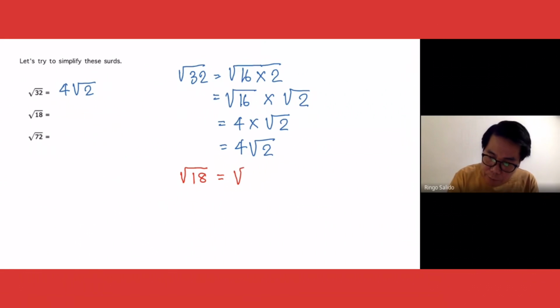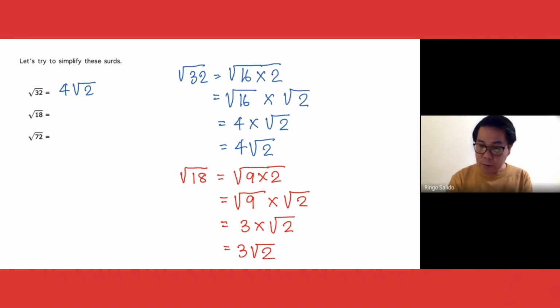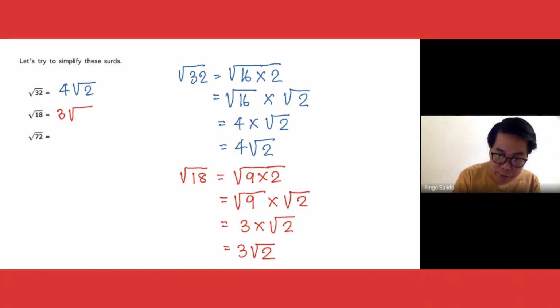So we have square root of 9 times 2. Multiplying surds, square root of 9 times square root of 2. Now square root of 9 is 3, times square root of 2, which is 3 times square root of 2. That's the simplified way of writing square root of 18. So 3 times square root of 2.